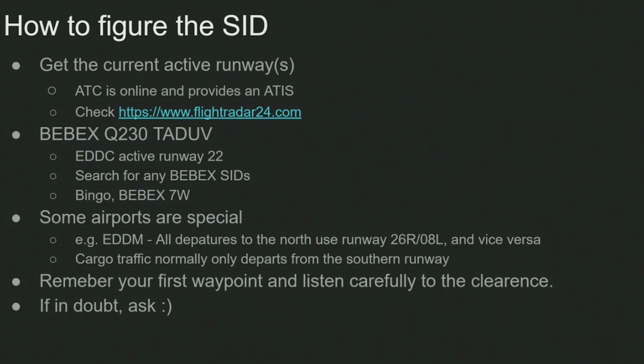Okay. If you don't have any idea which SID you should expect, do the following. Remember which SIDs exist. So what I do, I find my first waypoint, let's say it's Anchor, and then I remember all the Anchor SIDs that exist. And then when I get the clearance via voice, I basically just remember the digit and the character at the end. So 7 whiskey, for example.